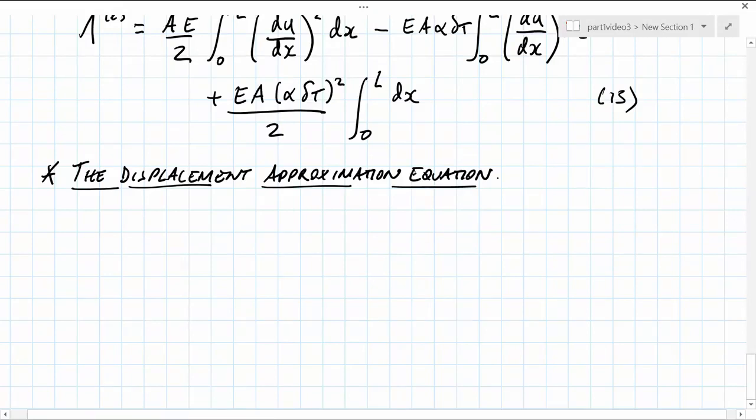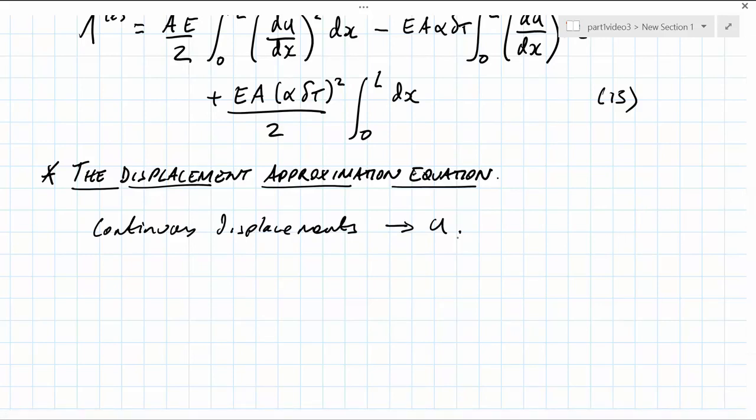So far we've obtained an expression for strain energy in terms of continuous displacements u, which we denote by lowercase u. Because we are working with the discretized system, we need to express the strain energy, lambda E, in terms of nodal displacements, which we denote as capital U.